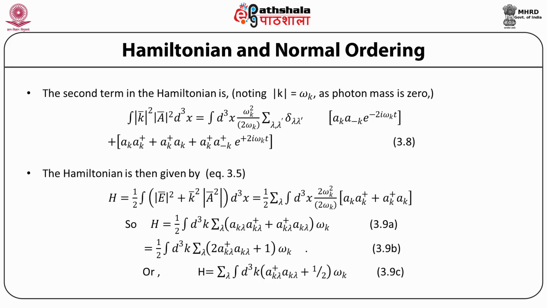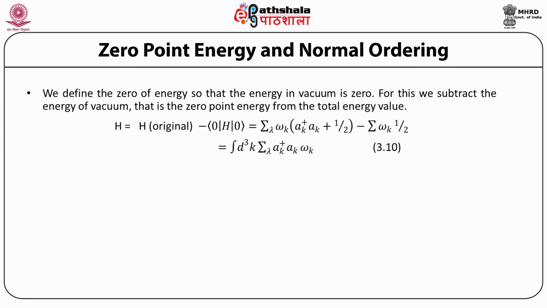The half is the crucial extra term that is coming here now. This is related to zero point energy, and we will relate it to something that we will call normal ordering. We define the zero of energy so that the energy in vacuum is 0. For this, we subtract the energy of the vacuum, that is the zero point energy, from the total energy value.